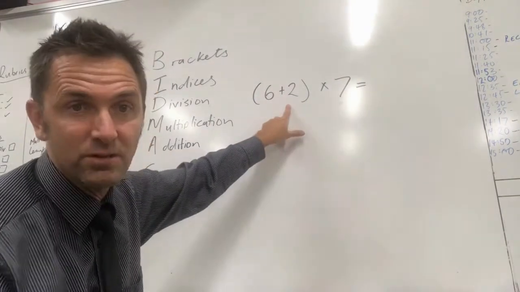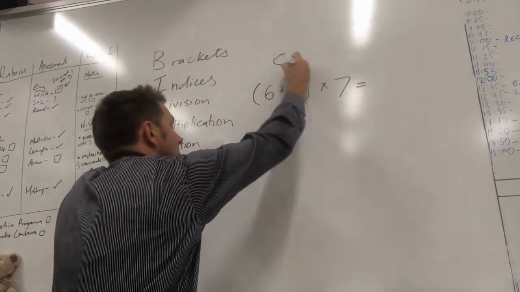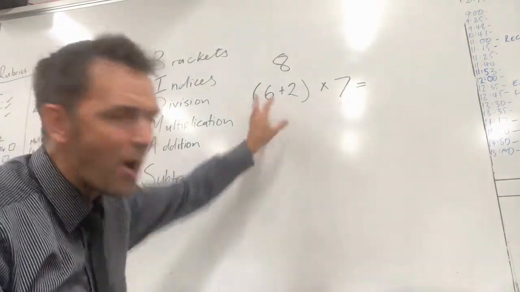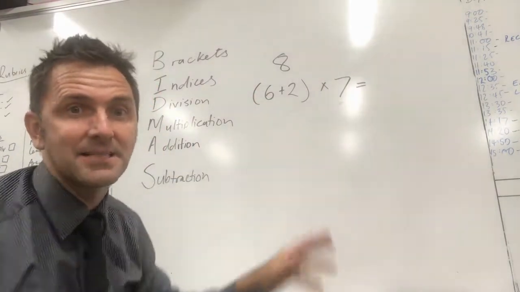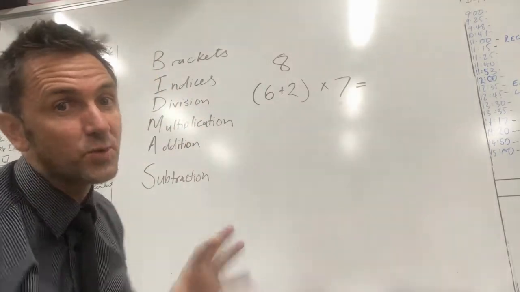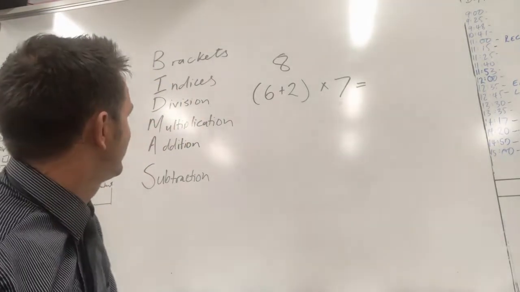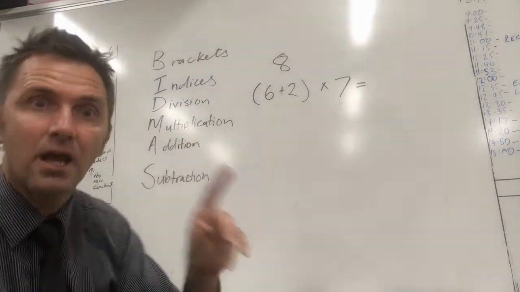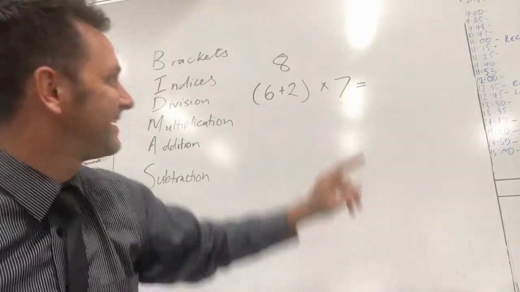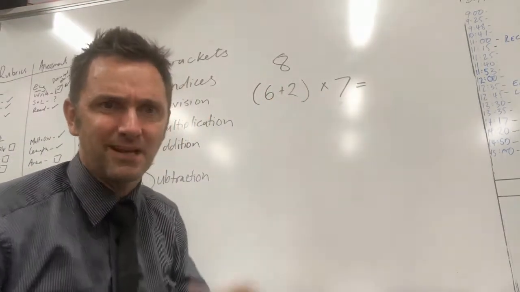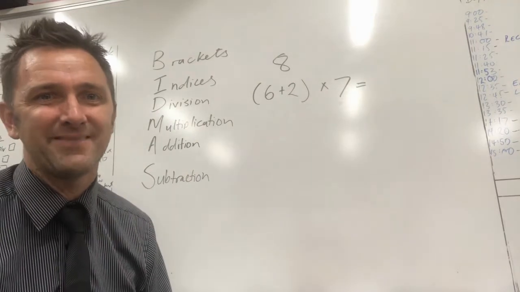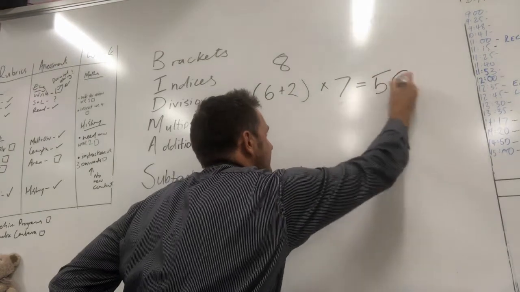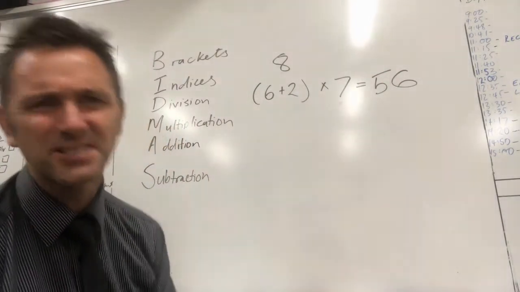That means 6 plus 2 becomes 8. I know it's addition, but it's addition in brackets, so we have to do it first. That's the BIDMAS rule. Are there indices? No. Is there division? No. Is there multiplication? Yes, there is multiplication. We're left over with 8 times 7, so let's do that now. And I know that 8 times 7 is 56. Okay, let's do one more.